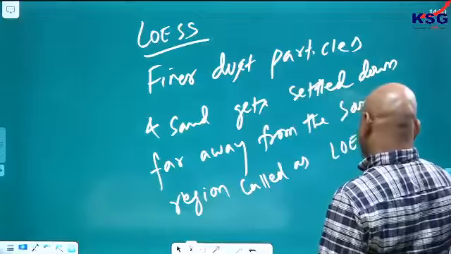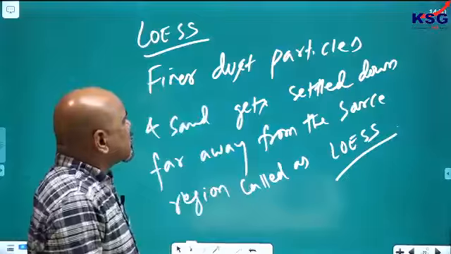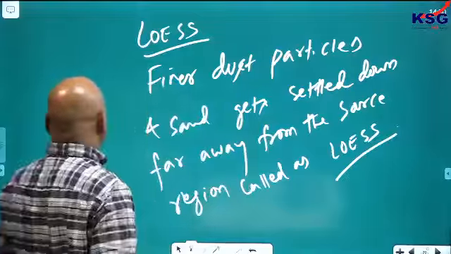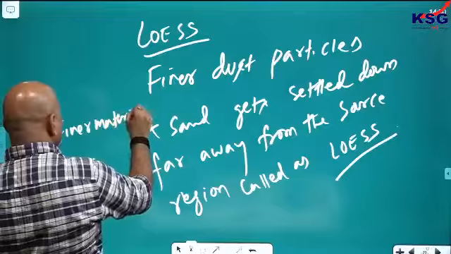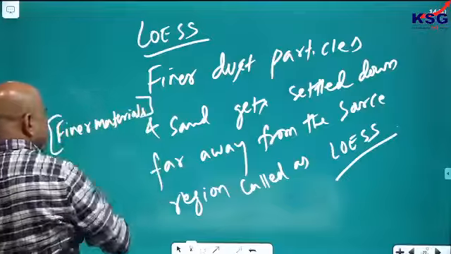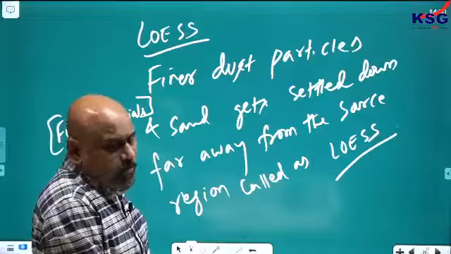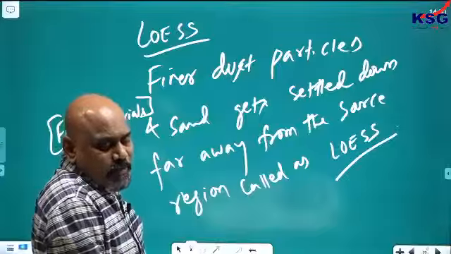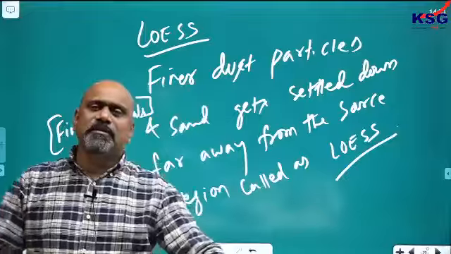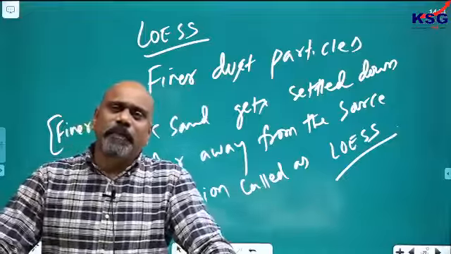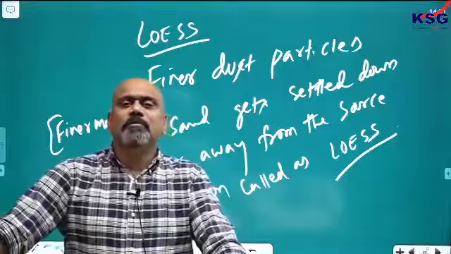What is this loess? Very fine material, finer dust particles and sand from the desert. They settle down away from the source region, and they are called loess. Best example, as someone is saying, the yellow plain of China. Yes, it is. Loess of the Gobi Desert.